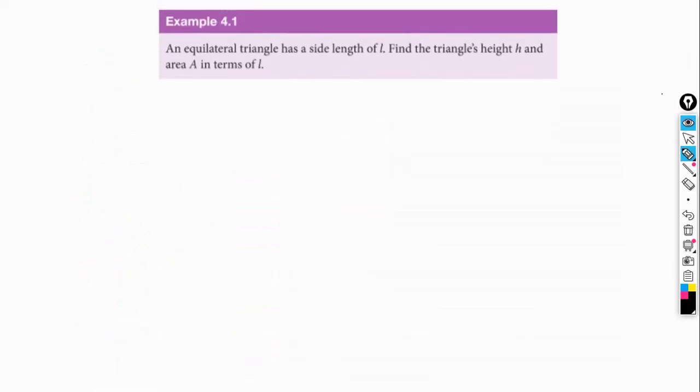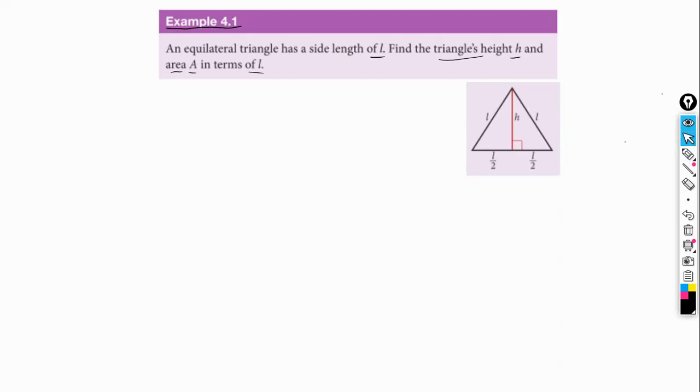Okay, so now we're going to focus on example 4.1. And it says, an equilateral triangle has side length of L. Find the triangle's height, H, and area, A, in terms of L. So this is a problem where they don't give us numbers, but rather letters, and we have to solve algebraically.